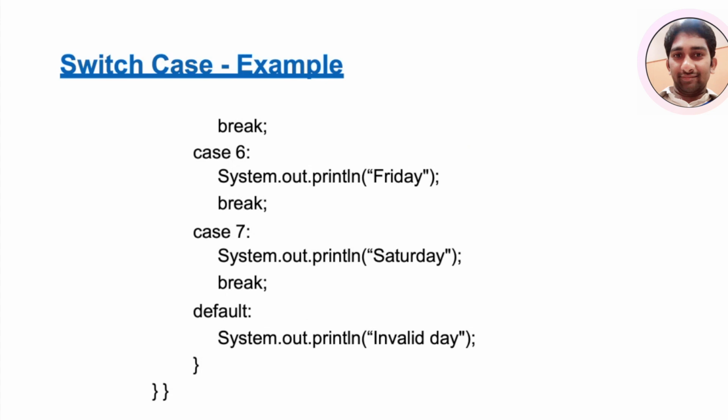It will go to Friday, Saturday, and for example, if I enter the value 10, it doesn't know where to go because case number 10 is not available. When the case is not available, it will go to the default case and print the default statement, invalid day or number. Then it will come out of this block. Understand? If I enter 7, it will go to the 7th case, print Saturday, and come outside. If I enter 6, it will go here, print Friday, and come out of this.